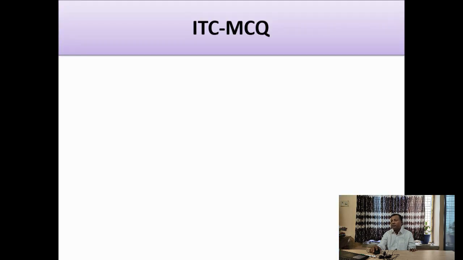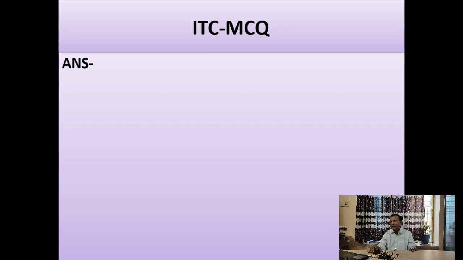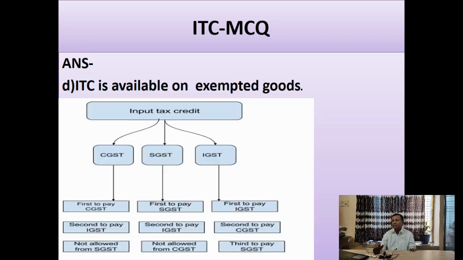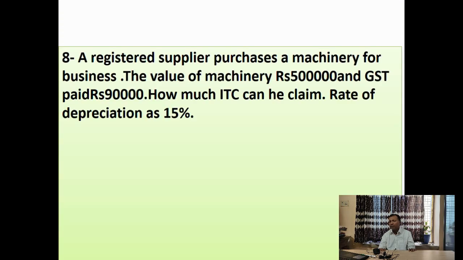Friends, let us come to question number 8. A registered supplier purchases a machinery for business. The value of machinery is 5 lakh. GST paid at a rate of 18%, 90,000. How much ITC can he claim? Rate of depreciation on asset is 15%.